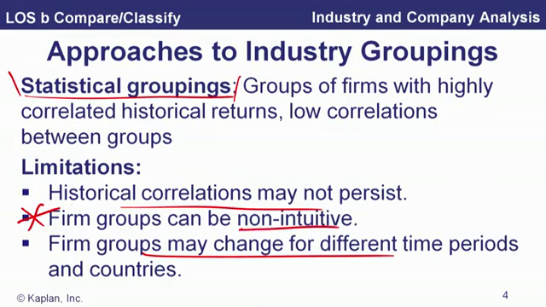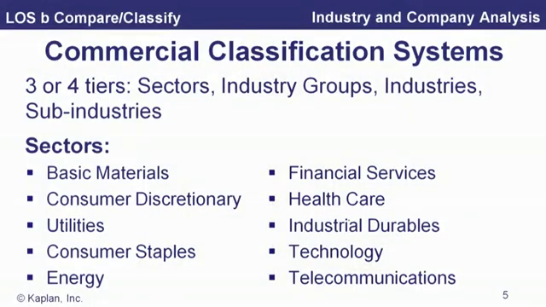But if it's non-intuitive, it doesn't give you a very good basis for which to plot portfolio strategy going forward. Okay, common classification systems here. So we can either use a 3 or a 4-tier system. So we're going to start with sectors. Here's all the sectors: basic materials, consumer discretionary, utilities, all those types of things. So the basic sectors in the economy.